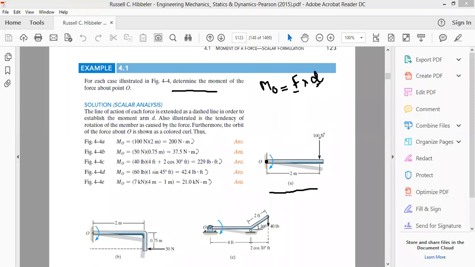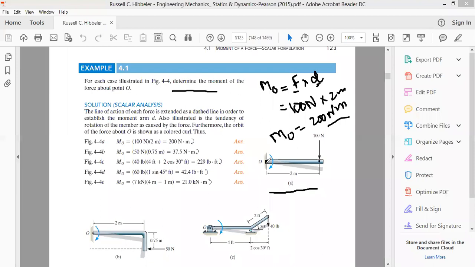This is the force which is acting on this bar. The perpendicular distance between the line of action of the force, which is in this direction, and the axis about which the moment is being measured is 2 meter. Therefore, the moment is equal to the force, 100 Newton, multiplied by 2 meter, that is 100 into 2, which is 200 Newton meter. So 200 Newton meter is simply the moment acting on this bar about an axis passing through point O.